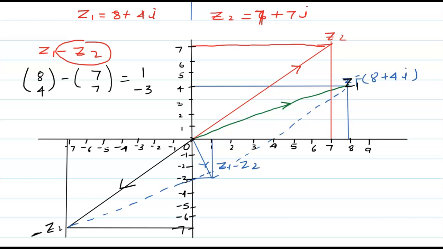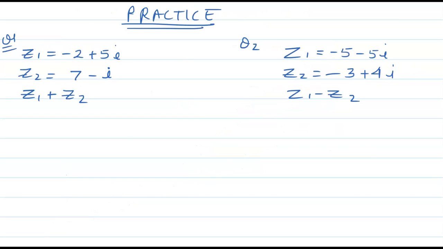Okay, now I'm giving you two practice questions, and you can solve and show them on an Argand diagram. So here you go for your practice questions. z1 is minus 2 plus 5i, z2 is 7 minus i. Show z1 plus z2 on an Argand diagram. And here z1 is minus 5 minus 5i and z2 is minus 3 plus 4i, and show z1 minus z2 on an Argand diagram. So can you pause the video and have a go?